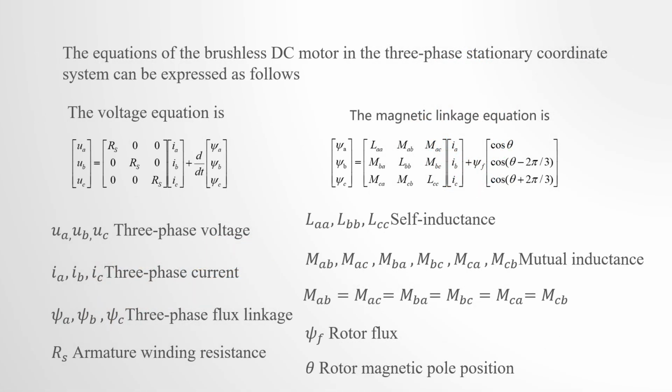On this page, we will start from the three-phase stationary coordinate system to establish the electrical model of the BLDC. On the left is the voltage equation, and on the right is the flux linkage equation.